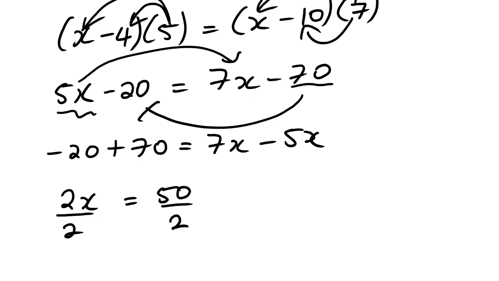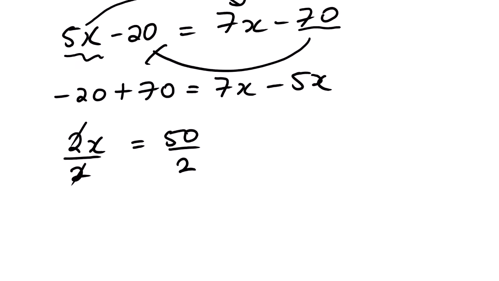So we divide both sides by 2. This will get rid of this. x is equal to 25.